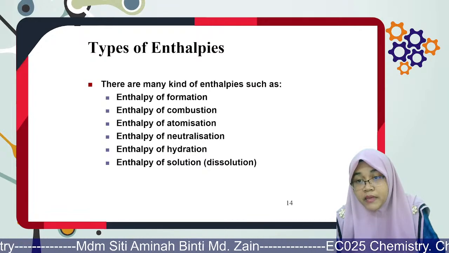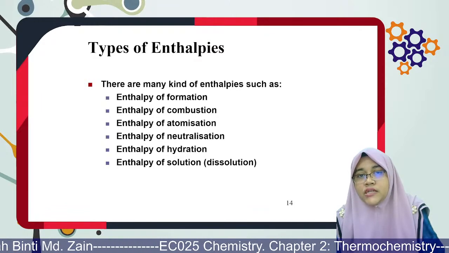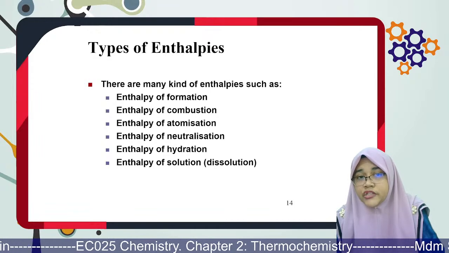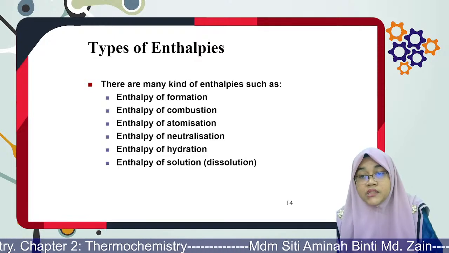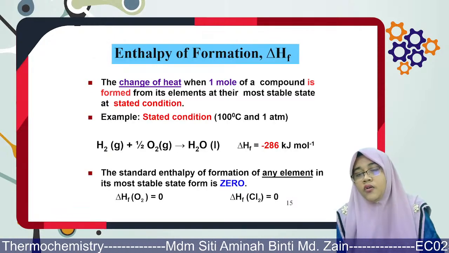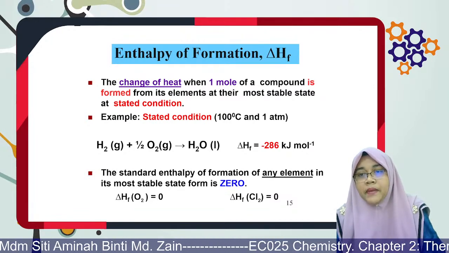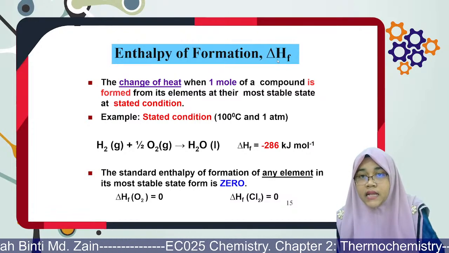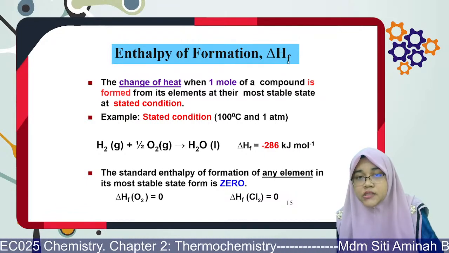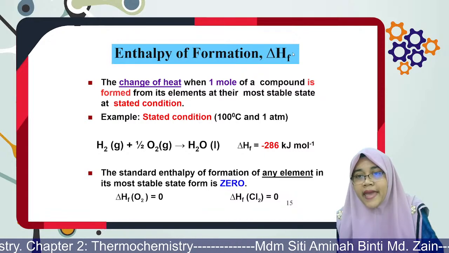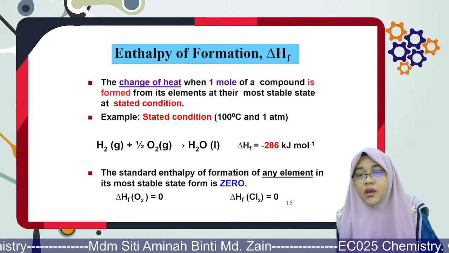There are six enthalpies that you have to know how to write. The first one is formation, second combustion, the third one atomization, the fourth one neutralization, then hydration, and the last one is solution. Let's go one by one. Enthalpy of formation. Enthalpy of formation we write as delta H, where H is enthalpy and F stands for formation, so we use the subscript F.